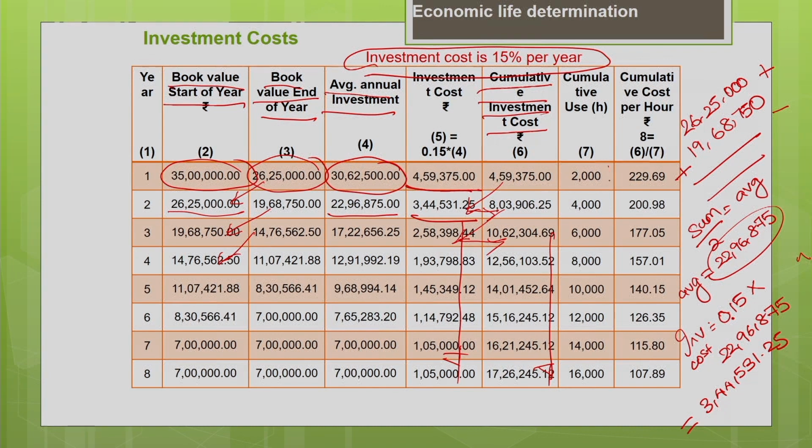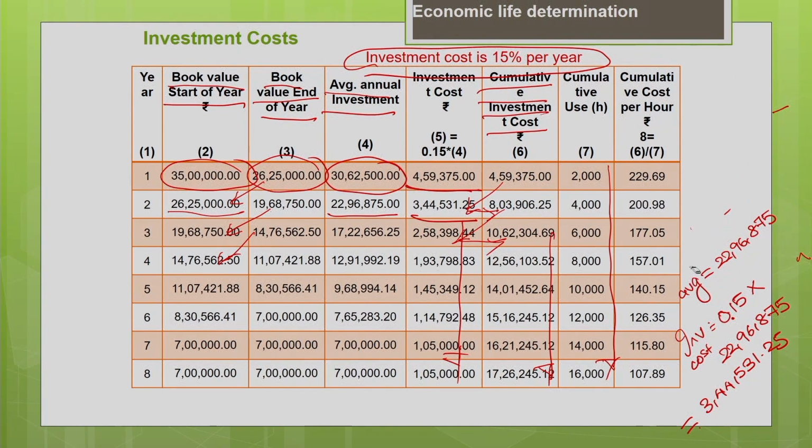Now the cumulative usage, every year the usage is 2000 hours. Add it, 2000 plus 2000, 4000, 4000 plus 2000, 6000. So keep on adding it, you will get the cumulative usage of the machine for every year. So the entire replacement analysis is on cumulative basis only. Now you can see the cumulative cost per hour.